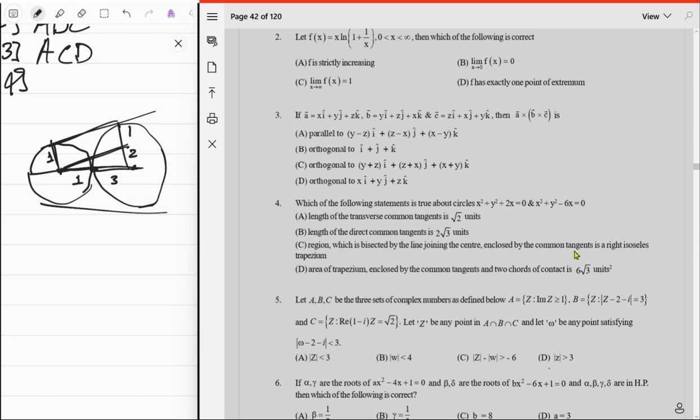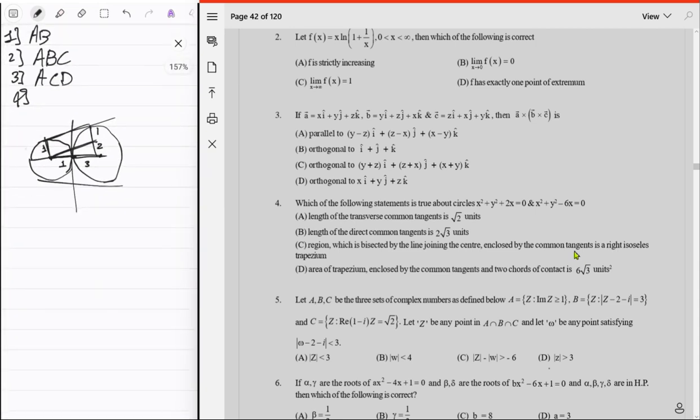Region which is bisected by the line joining the centers, enclosed by the common tangents, is a right angle isosceles trapezium. Oh, so you mean, wait, but that's this thing. Extend it, and in that case it's a triangle. It's not a trapezium, it's a triangle, unless the tangents you mentioned are only chords, then maybe that would make sense. I have no idea. It should be not a trapezium but actually a triangle, I think.